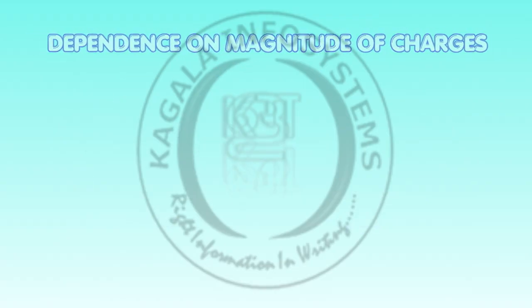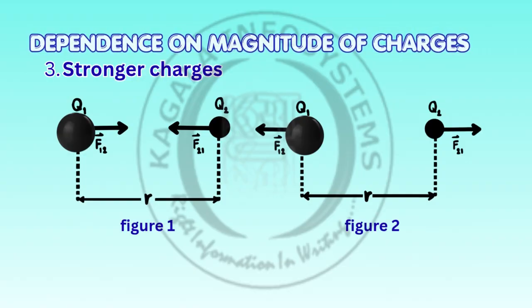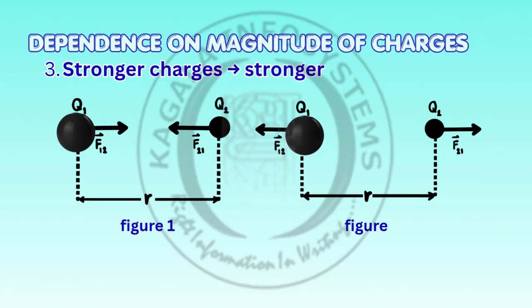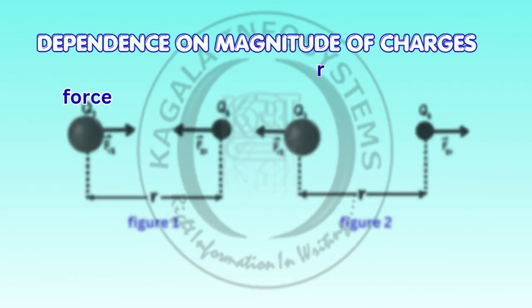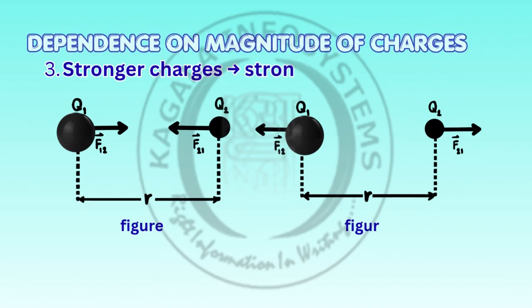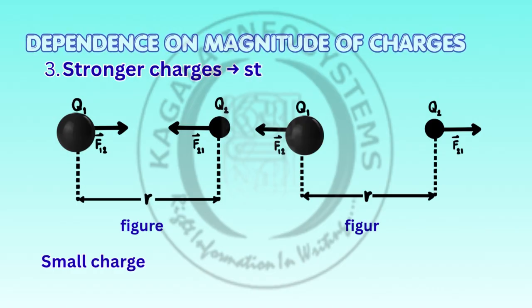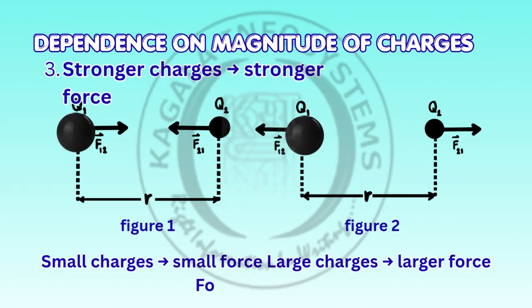Coulomb observed that larger charges produce stronger electric force. If the amount of charge increases, the force also increases. So the inference was that force is directly proportional to the product of the two charges interacting. Hence, mathematically we can write force F is proportional to Q1 multiplied by Q2.